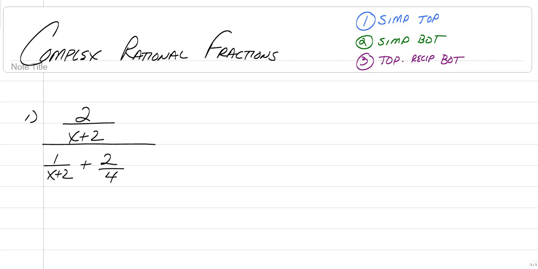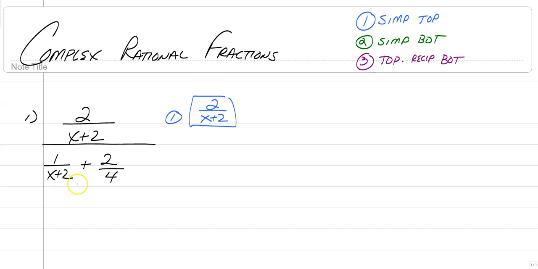Now this one is an easier example because you only have to simplify the bottom. The top is already done. So step one is to simplify the top, and we're already done at 2 over x plus 2. There's nothing else we can do. So step one is done. Step two, we need to simplify the bottom.